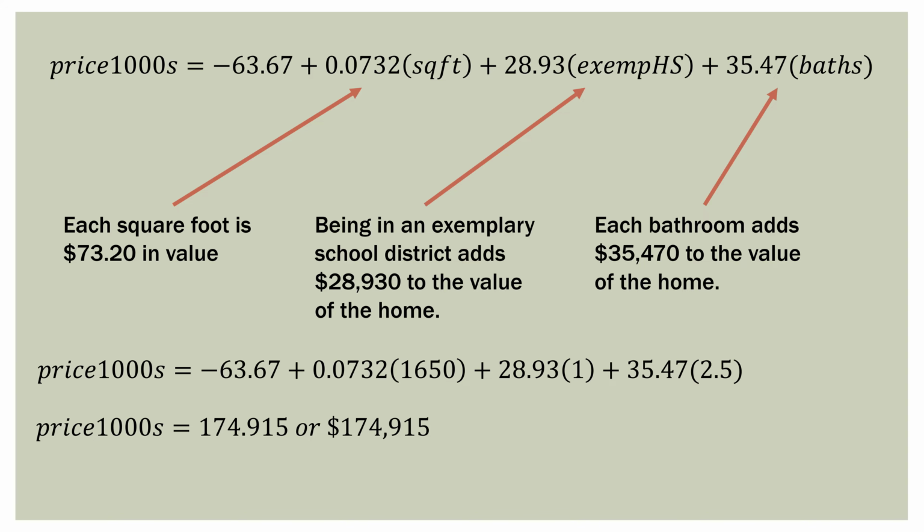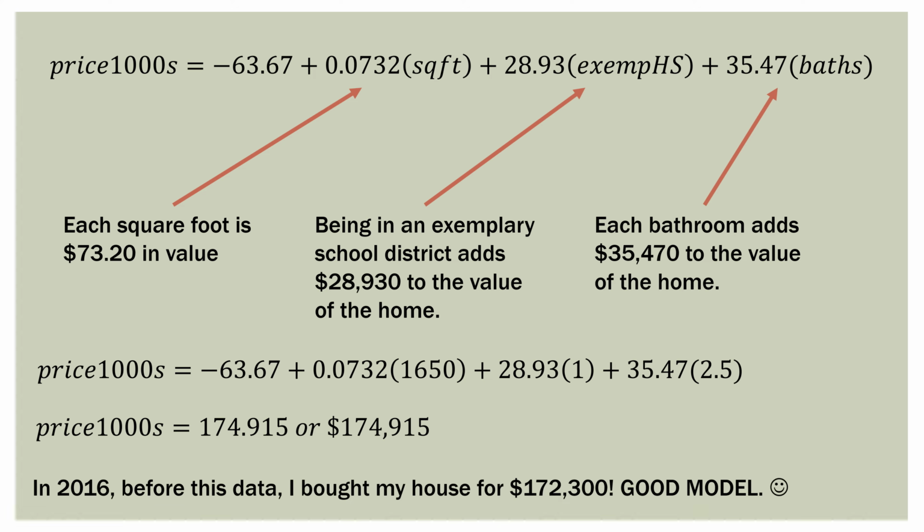174,915 is what this model predicts. Guess what I bought my home for a few years ago? 172,300. Look how close this is to what I actually paid for my home a few years ago. If I updated the data, it'd probably be a bit closer. And actually homes where I live have gone up in price the past few months dramatically. But in general, this is a very good model based on my own home.